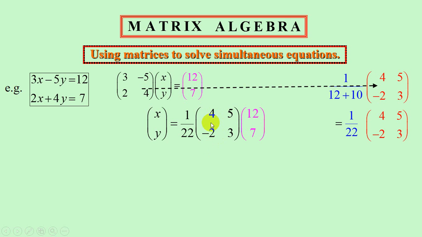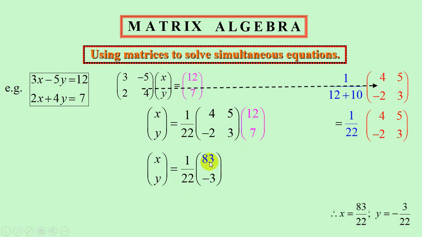Let's first perform matrix multiplication on the two matrices. Row 1, column 1: 4 times 12 is 48, plus 5 times 7 is 35, giving a total of 83. Then row 2 multiplied by column 1: minus 2 times 12 is minus 24, 3 times 7 is 21, and minus 24 plus 21 gives me minus 3. Now I have my 1 over 22, and I'm going to perform scalar multiplication.